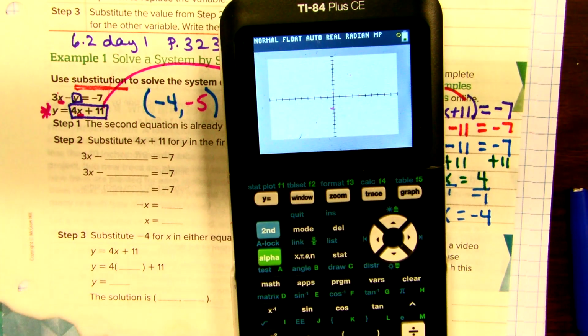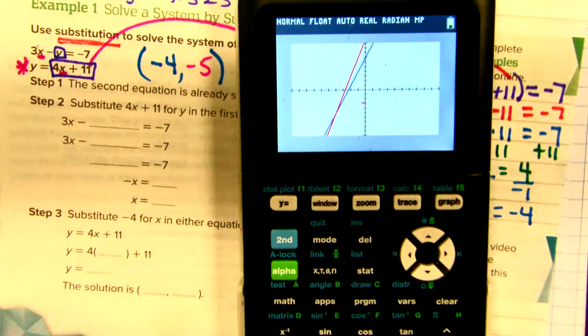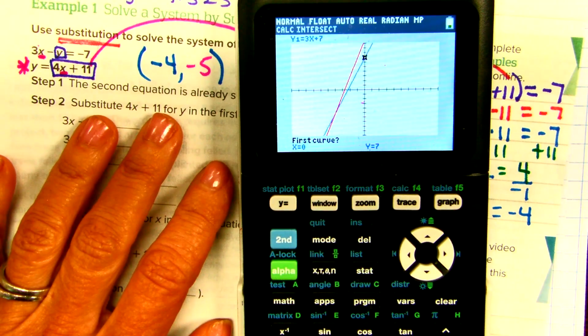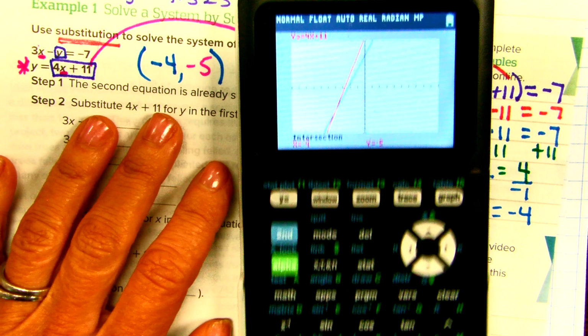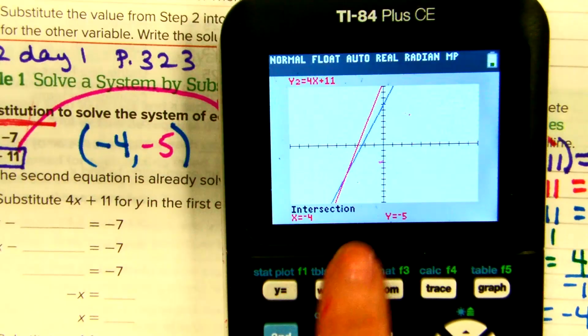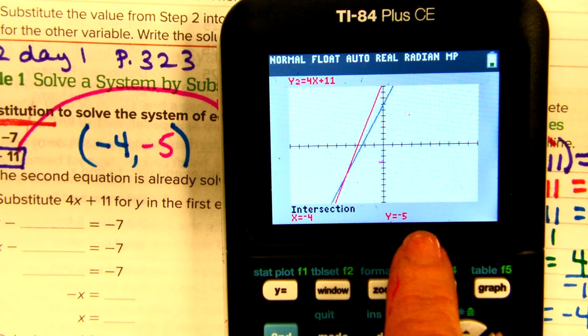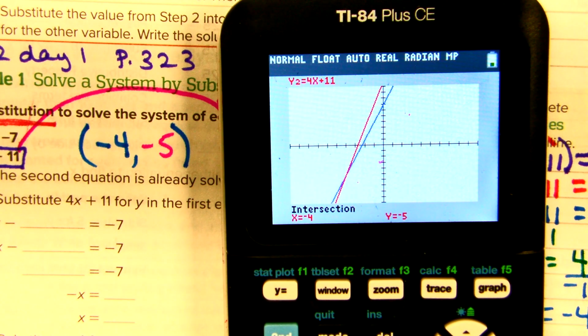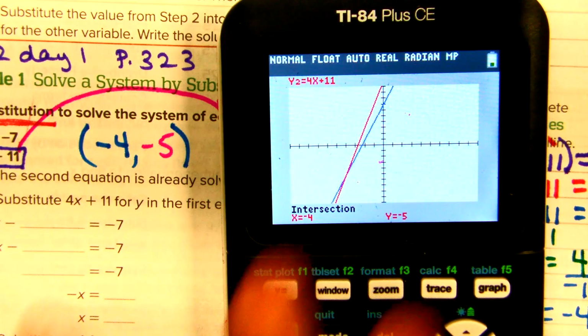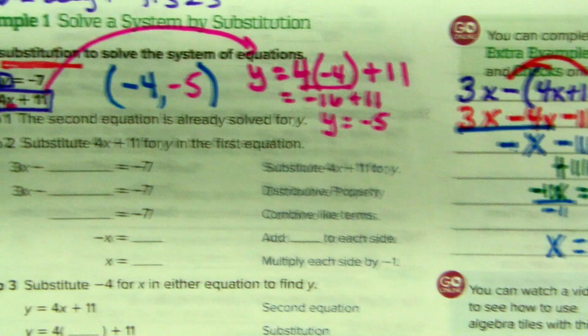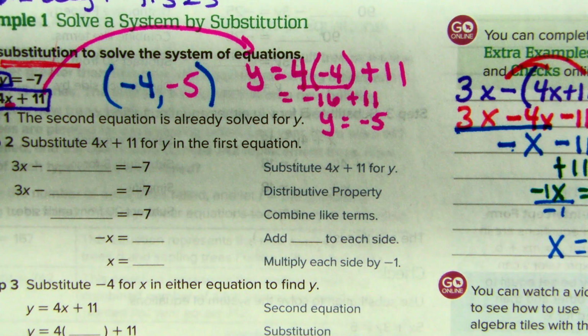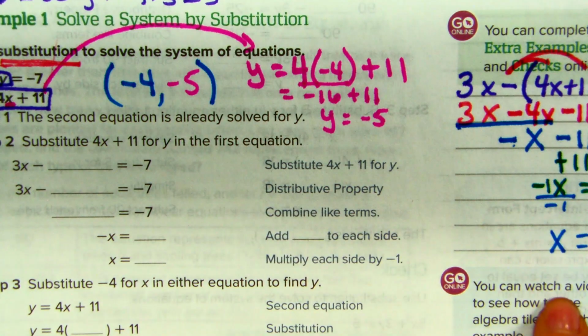And you can see there's the two lines, and I will even show you, so it tells you at the bottom where they intersect. They intersect at negative 4, negative 5. Where do they cross? At negative 4, negative 5. Now, I know you're not having to use a graphing calculator or anything. I just wanted to show you that the point I'm making is whether we use yesterday's method, graphing, or today's method, substitution, the answer would have been the same. The answer doesn't change because the method changed.